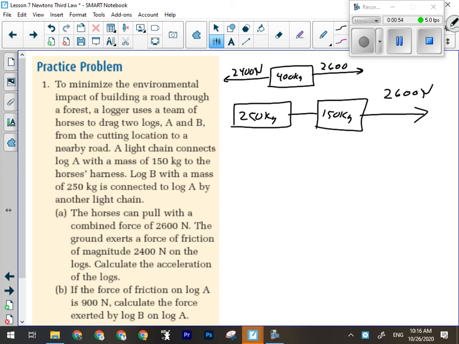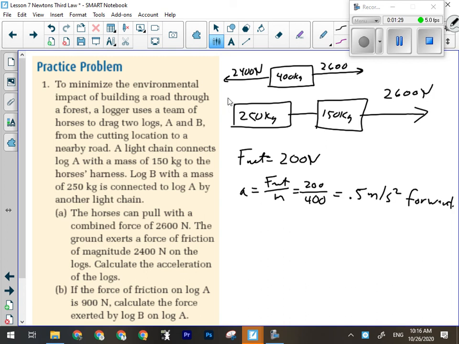Calculate the acceleration of the logs. Well, that's pretty straightforward. I just have to do the sum of all forces and then F equals m times a, and I've got the acceleration of the whole system. So that's probably an important first step. So I'm just going to find my F net by taking the vector sum of all forces. 2,600 minus 2,400 is 200 newtons. And then acceleration is F net over m, so 200 divided by 400. That gives me 0.5 meters per second squared forward.